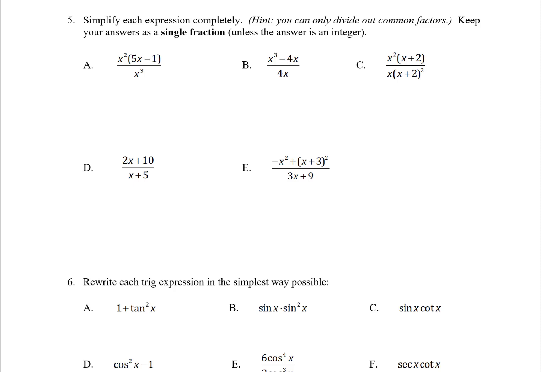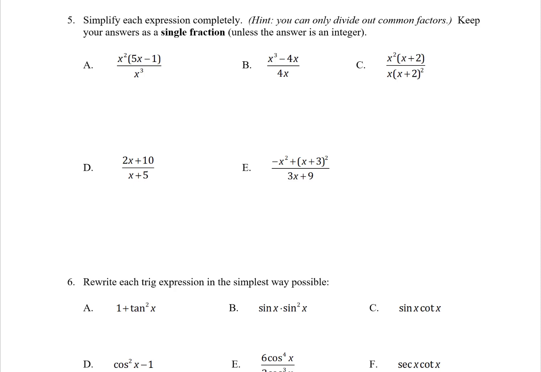Problem number 5, we want to simplify each fractional expression here. The key is to make sure that the top and the bottom are in a factored format because I can only divide out common factors. When I look at part A, that's exactly what I see. The top has been factored. It's one big multiplication problem. The bottom is factored. It's x times x times x. So if I see any common factors, I can divide them out.